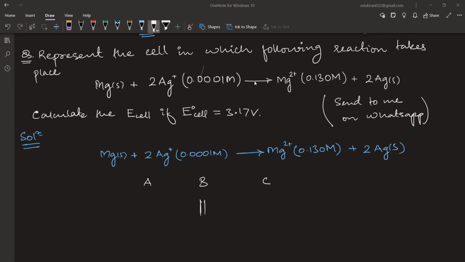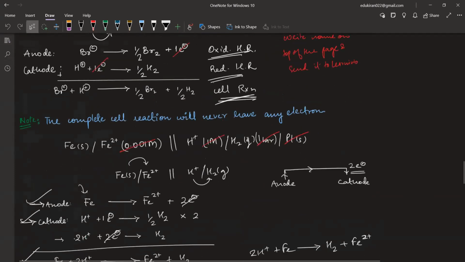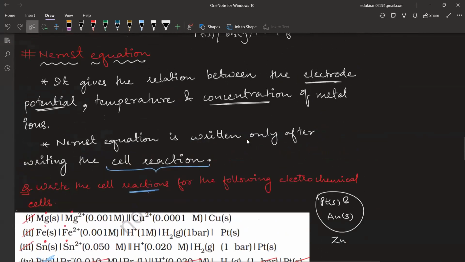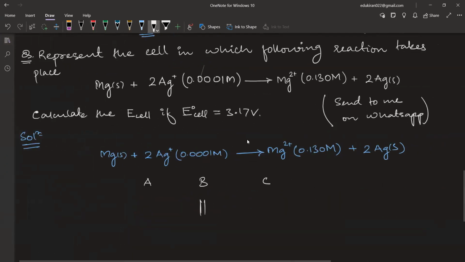देखिए. We write the Nernst equation for what? A chemical reaction, not for a cell, na? Tell me, Sarah. हमने एक point तो लिखाया था. Nernst equation is written only after writing the cell reaction. Correct? Yes, sir. So this cell representation has nothing to do with the Nernst equation. The reaction has to do with the Nernst equation.